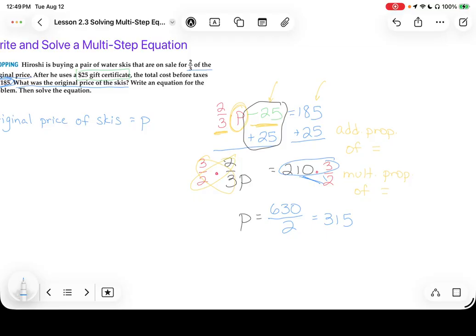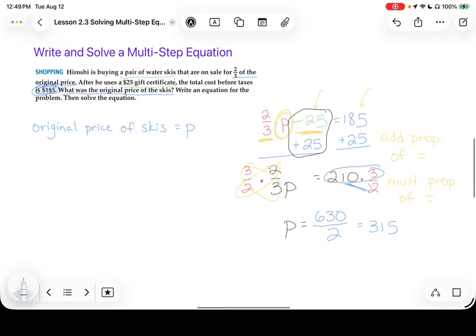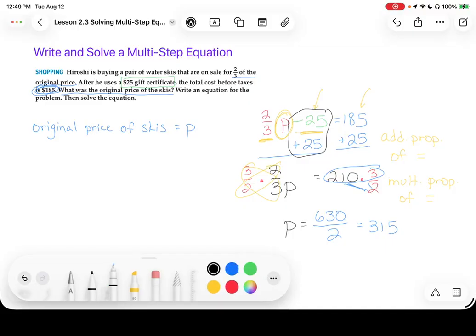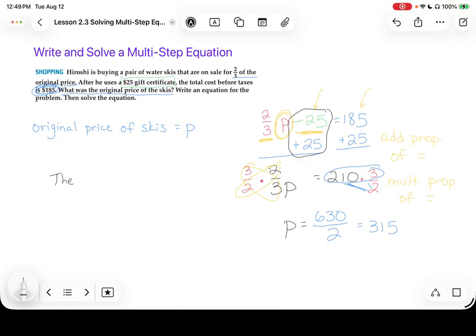315 what? Well, we were talking about dollars, right? P was the original price of the skis. So we're going to say the original price was 315.